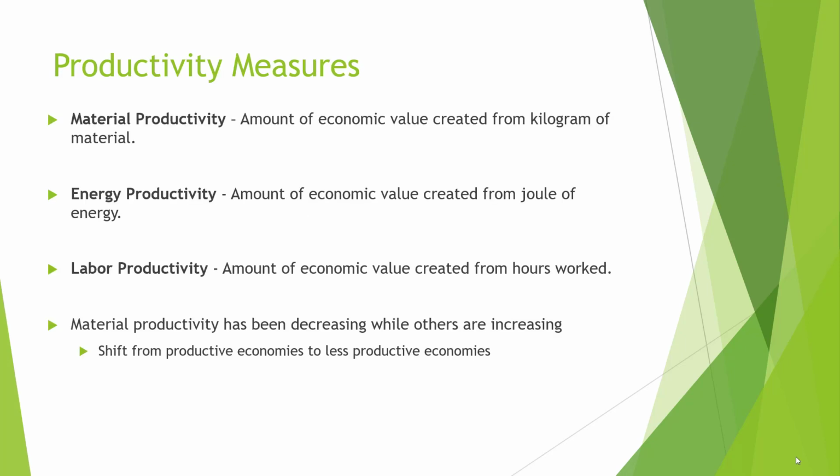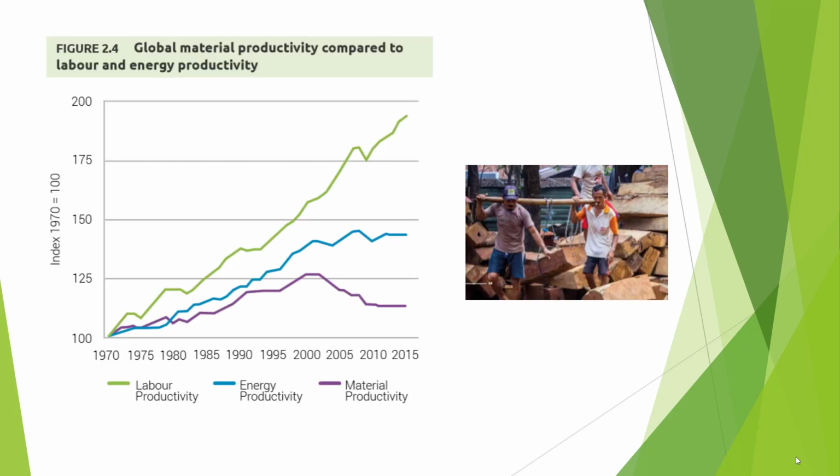And productivity measures. So, material productivity is the amount of economic value created from a kilogram of material. Energy is the amount of economic value created from a joule of the energy. And labor productivity is the amount of economic value created from hours worked. Material productivity has been decreasing while the others are increasing. And this shows a shift from productive economies to less productive economies. And so, as you can see here, as energy and labor increase, so the value of both energy and labor increase, the material productivity is actually decreasing. So what we're making, the value is less.